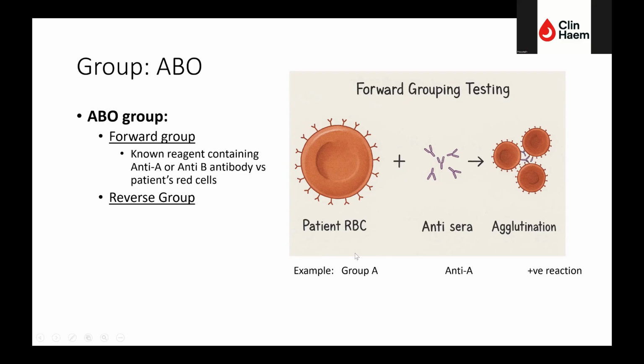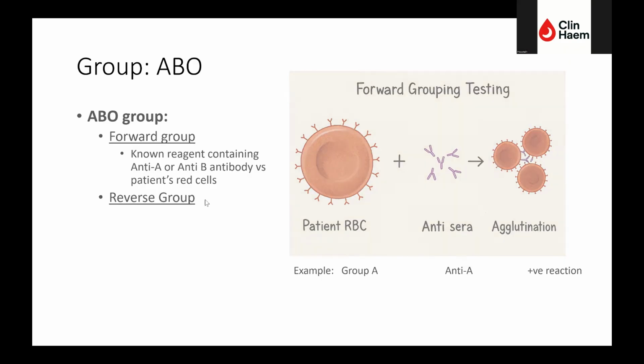Of course, this patient will have no reaction to adding anti-B antibody. So if this patient was group B and we added anti-A, this would not cause any agglutination, and it would show a negative or absent reaction.